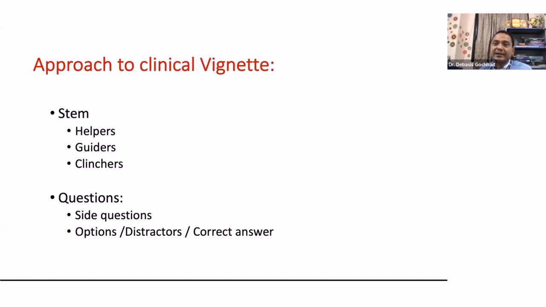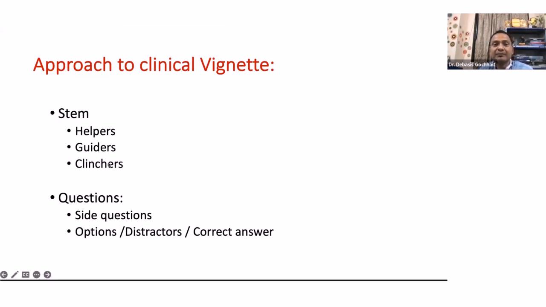Now, in any clinical vignette, what are the things that you are going to find? First is a stem. Like I showed you, whatever I showed you as a clinical vignette is the stem. And in the stem, you will find certain points that will help you. They are called helpers. Then certain points that will guide you towards certain disease, that is guiders. And then there will be certain things called clinchers. And these clinchers are lab investigations and reports which will help you to confirm or narrow down your diagnosis. Okay. So that was about the stem.